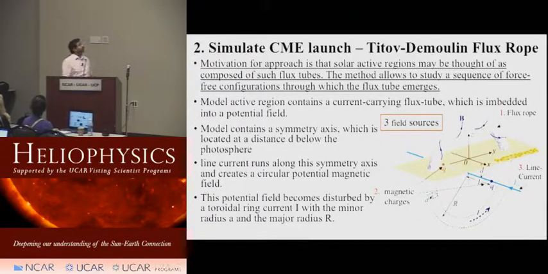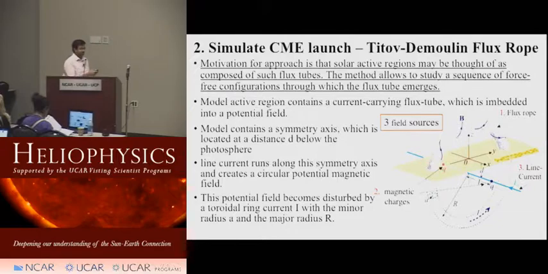So the other version of the model is the Titov-Demoulin flux rope, and their motivation for this approach is that solar active regions may be thought of as composed of such flux tubes. The method allows us to study a sequence of force-free configurations through which the flux tube emerges.